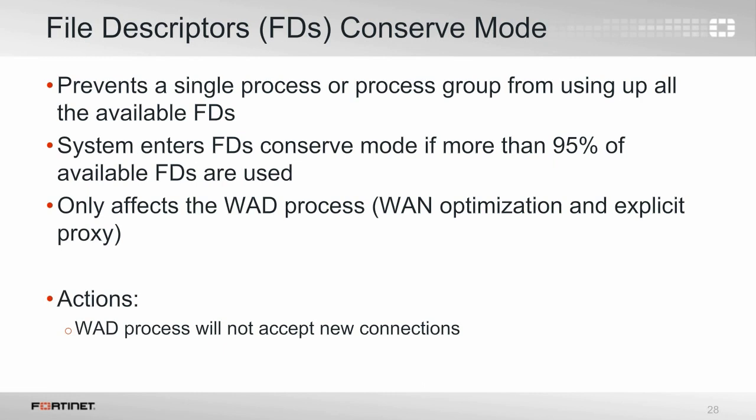FDS conserve mode will prevent a single process or process group from using up all available free FDS. This allows the system to continue to operate under heavy load. A FortiGate enters FDS conserve mode when the amount of free available FDS is less than 5%. FDS conserve mode only affects the WAD processes.